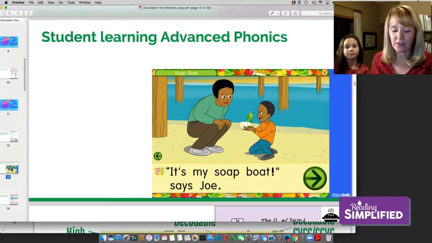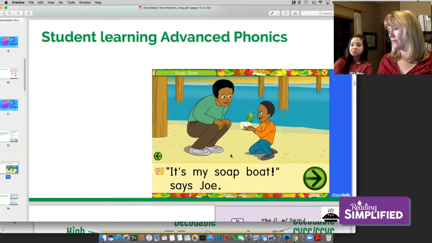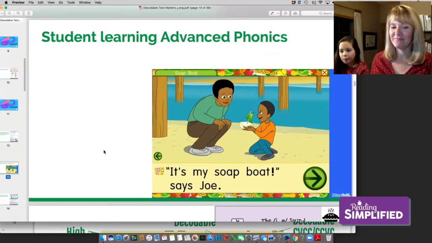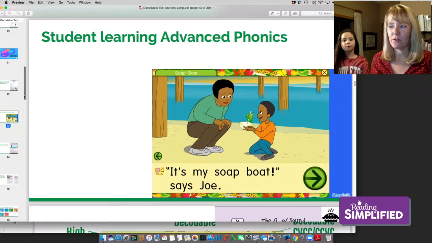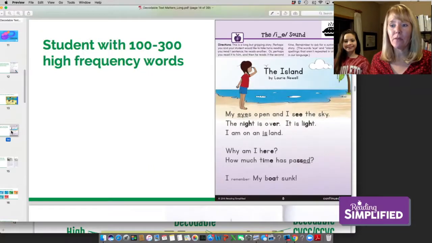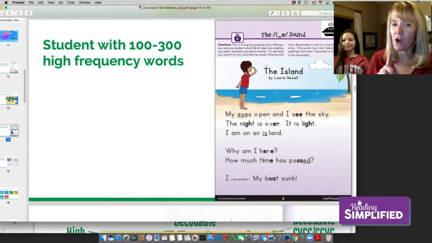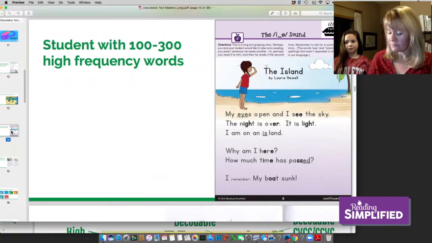And so this one is targeting what sound? What do you think? What sound are we targeting right here? Ooh, I'm going to say O. That's right. Can you read it to us? It's my sailboat, says Joe. This one is also just increasing the decoding complexity, but also folds in some high frequency words like says, which is kind of odd. Then we can get even harder when students know more and more high frequency words. But notice this one's still targeting one vowel sound further down the continuum.